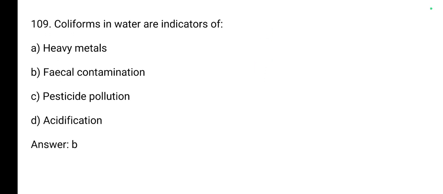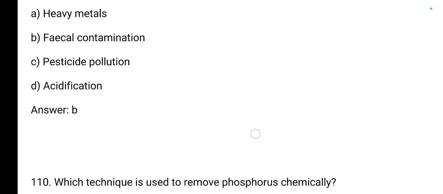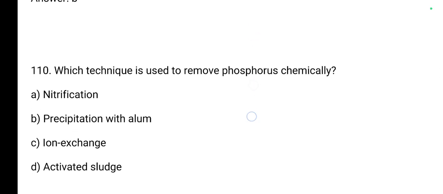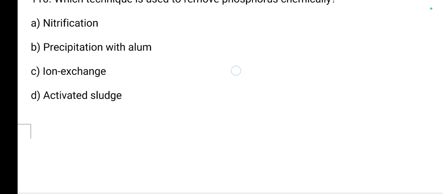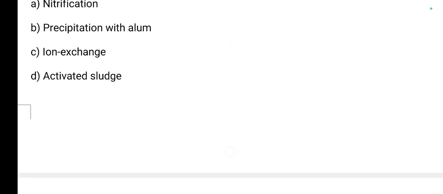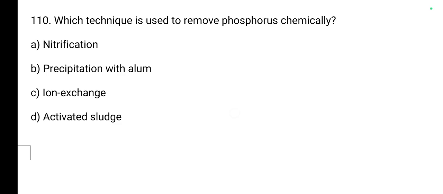Coliforms in water are indicators of fecal contamination. And now the last question. Which technique is used to remove phosphorus chemically? So the correct answer will be precipitation with alum. So precipitation with alum is used to remove phosphorus chemically.